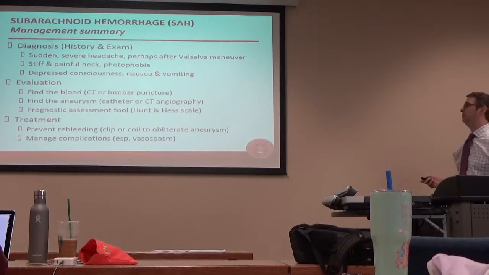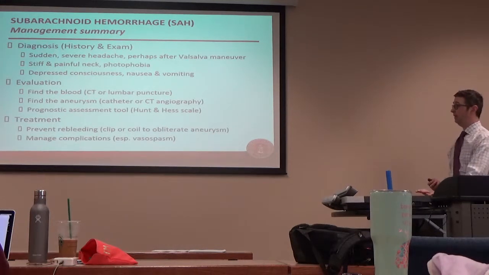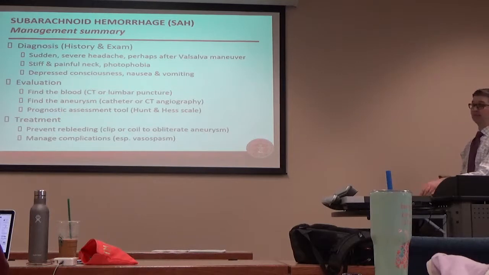There's a scale we use, Hunt and Hess. We also use WFNS, World Federation of Neurologic Surgeons, scale to prognosticate. And treatment, you need to prevent rebleeding. That's why rapid diagnosis is key and transfer to a facility that can obliterate the aneurysm, because as I said prior, a re-rupture carries an 80 to 90% mortality.